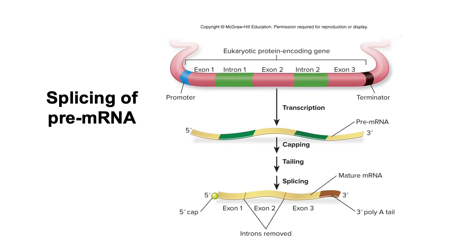So a mature messenger RNA is capped on the 5' end. It has a poly-A tail on the 3' end, and all of the introns are removed. And all of this occurs before that messenger RNA leaves the nucleus and moves out to the cytoplasm to be translated. And so what are some of the reasons why the splicing occurs? Let's talk about what we know and understand about that in the next slide.